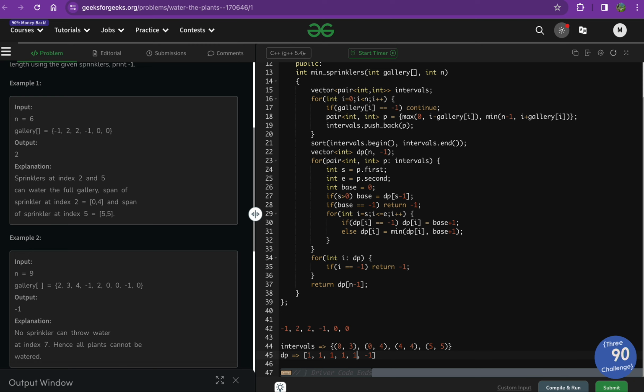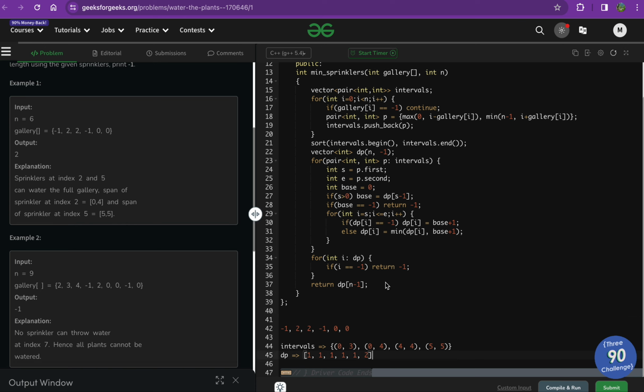From the 5th, how many sprinklers are required at index 4? We can say 1 sprinkler is required from the DP array. So we are adding just 1 to it. So at 5 we will require 2 sprinklers. So if we take this 0 to 4 interval and this 5 to 5 interval, we will cover the entire range. So this is how the DP array will work.